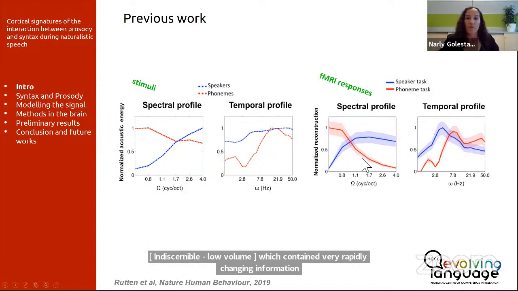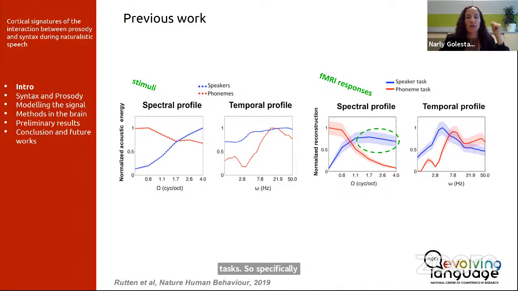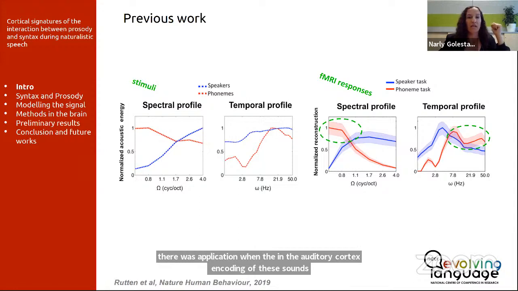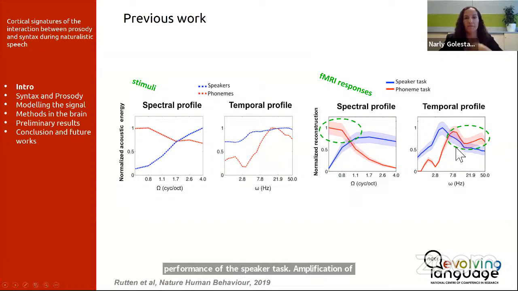And interestingly, the fMRI results showed a similar pattern across the tasks. So specifically, there was an amplification within the auditory cortex encoding of these sounds. There was an amplification of the higher spectral modulations during performance of the speaker task, and an amplification of lower spectral modulations and of higher temporal modulations during performance of the phoneme task.